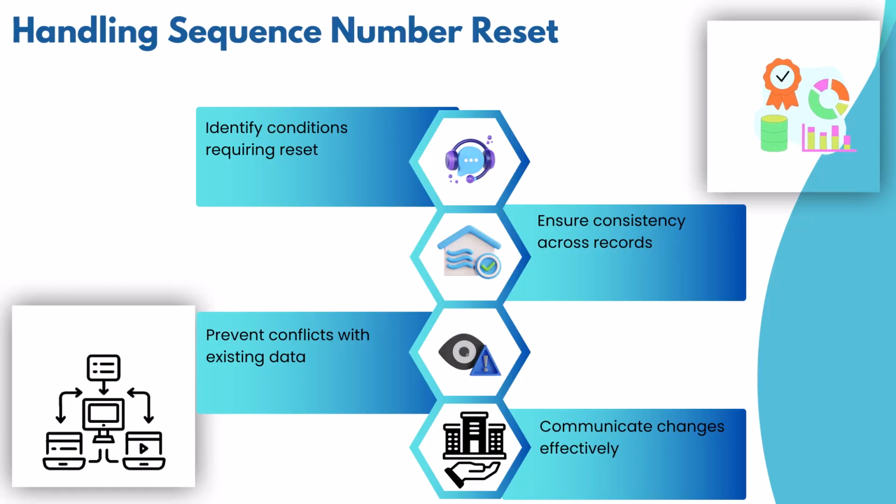The dreaded reset. Just like rebooting your phone when it's acting up, sometimes sequence numbers need a fresh start. First, decide when a reset is truly needed, no random resets allowed. Then ensure all records stay in harmony, because a disorganized database is a nightmare. Conflicts are unwelcome guests, so prevent them before they crash the party. And finally, communicate, because nothing causes panic like unexpected number changes.